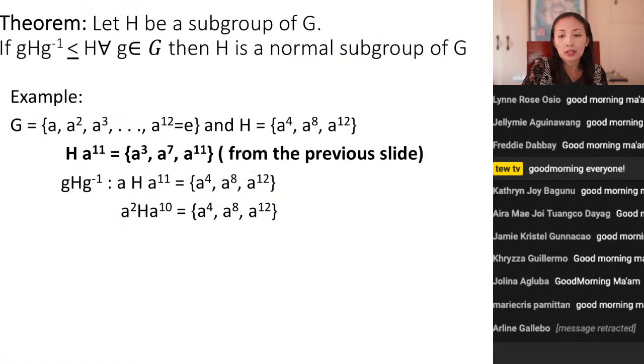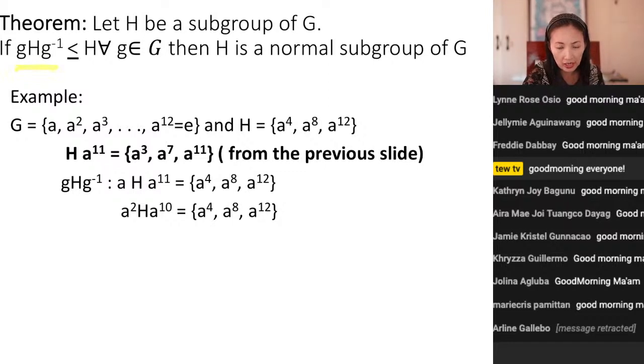Daming theorem. Theorem says, let H be a subgroup of G. If G, which is an element of the group, times H times the inverse of G is a subset of H for every G, which is an element of G, then H is a normal subgroup of G. Okay? So if it satisfies this condition, G times H, G inverse.